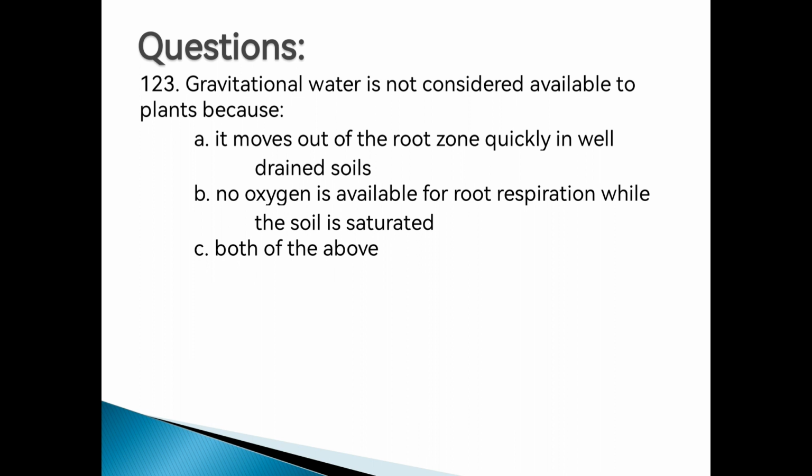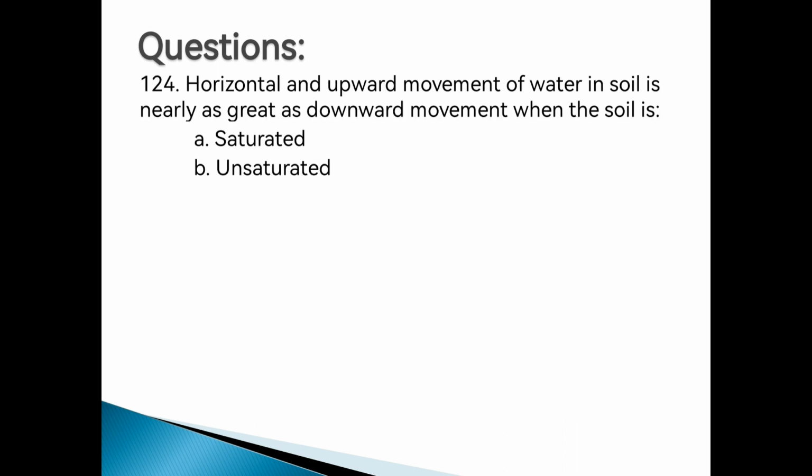Question 123. Gravitational water is not considered available to plants because A. It moves out of the root zone quickly in well-drained soil. B. No oxygen is available for root respiration while the soil is saturated. C. Both of the above. The correct answer is C. Both of the above.